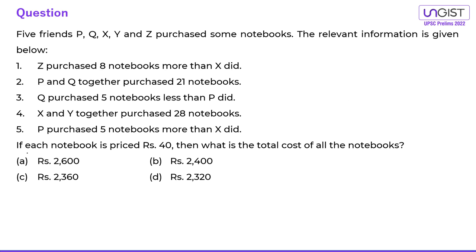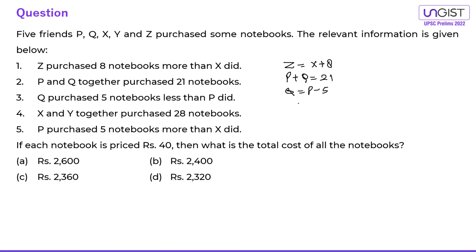Next question is, five friends P, Q, X, Y, and Z purchased some notebooks. The relevant information is given below. Z purchased 8 more than X did. So Z is equal to X plus 8. After that, P and Q together purchased 21. So P plus Q is 21. After that, Q purchased 5 less than P. So Q is equal to P minus 5.